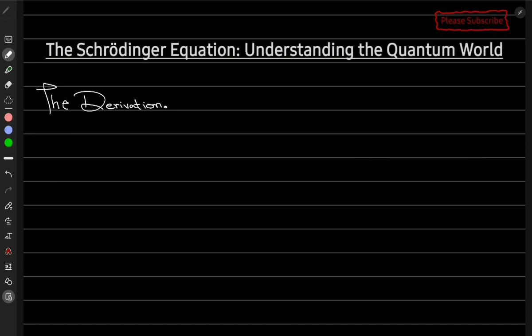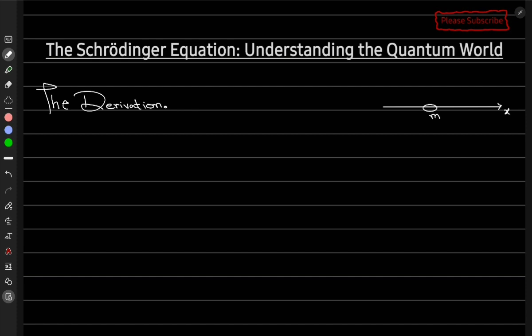So I'm going to start by considering a non-relativistic particle. Let's suppose that this is my particle and it has a mass m and it lives inside one dimension. So let's say it lives on this line, and let's say that this line is the x-axis. So again, we have a non-relativistic particle that has a mass m and it lives on a one-dimensional axis.